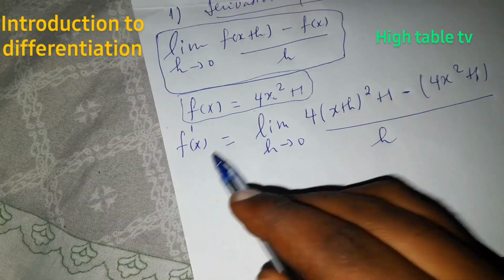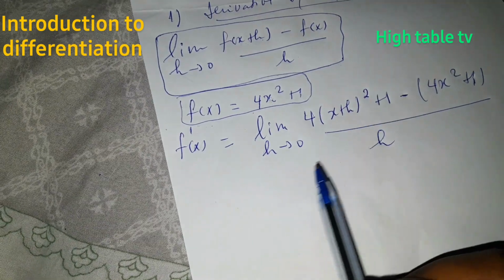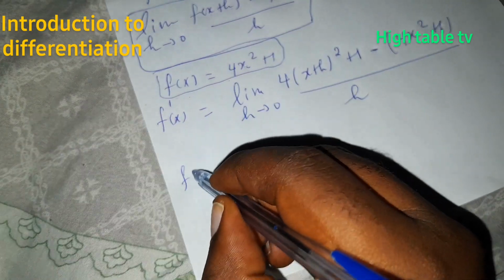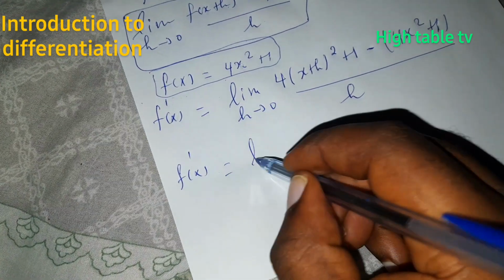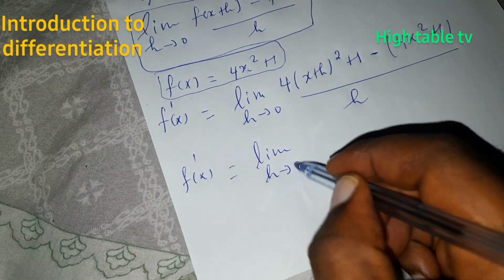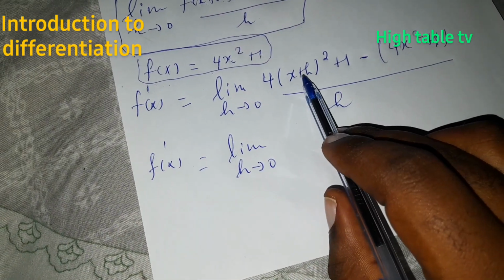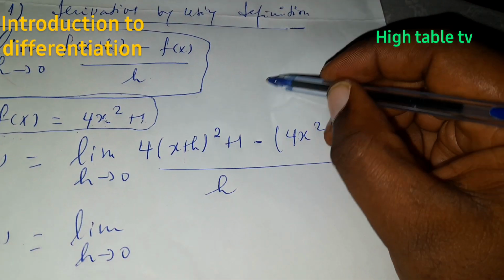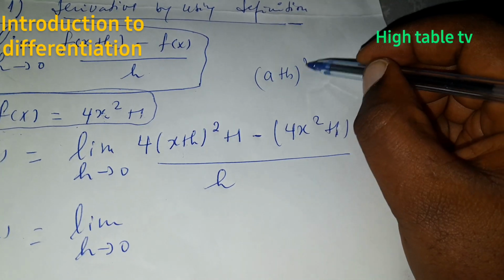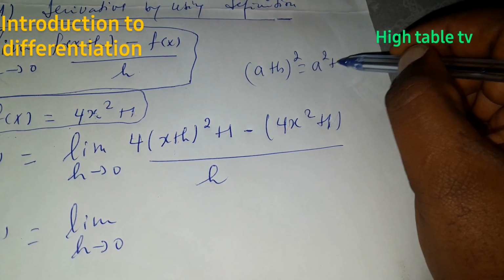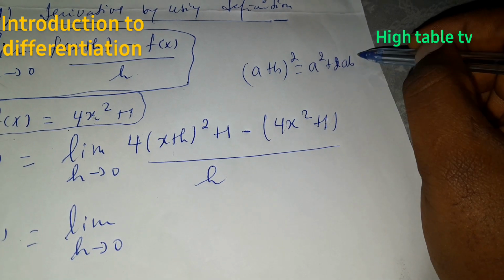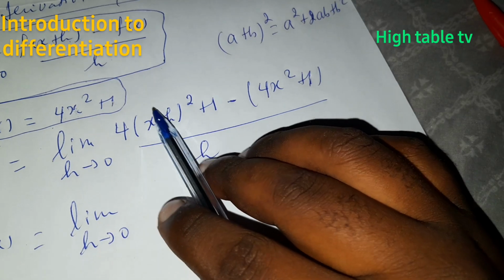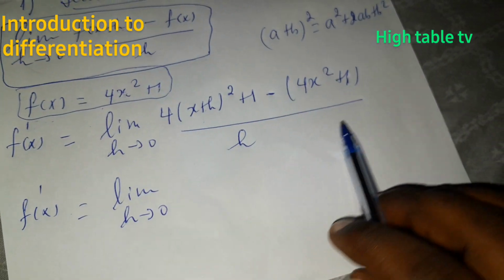And as you see, you can demonstrate this function that you have by relating to the definition. We can just get the limit as h tends to 0. So we have to expand this by using some identity, and we know that (a plus b) squared is equal to a squared plus 2ab plus b squared. So we have to refer to this identity.